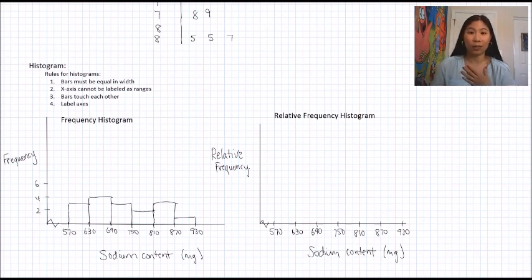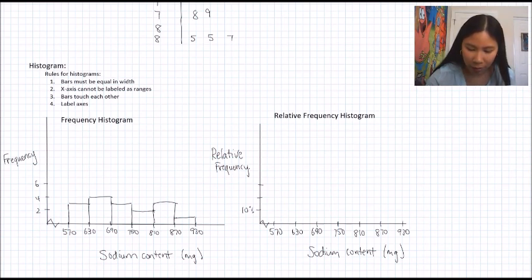So our first bar for the 570 to 630, we had a frequency of 3. So 3 divided by 16, get out my handy dandy calculator, gives us a percent of 18.75%. So when we draw this out, it doesn't have to be super accurate, but we'll have each of these lines be 10%.